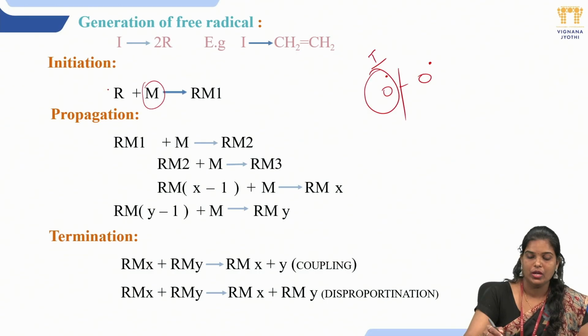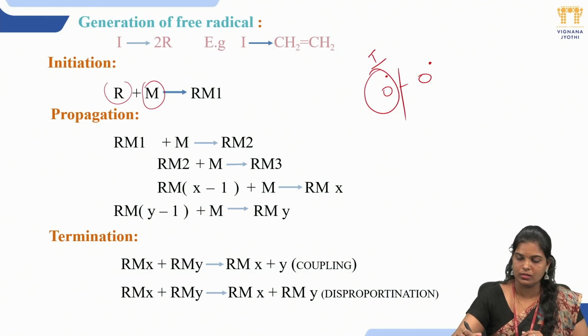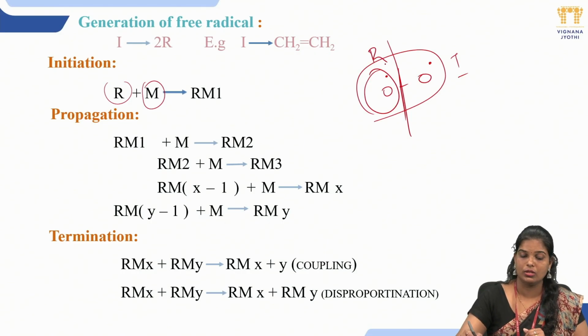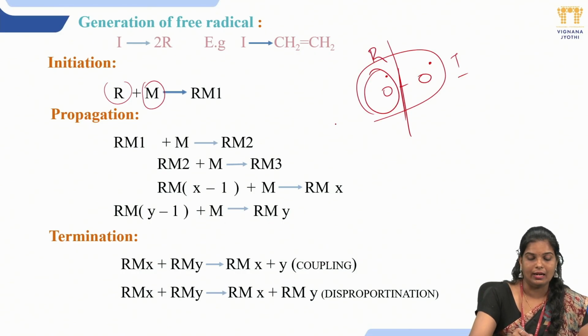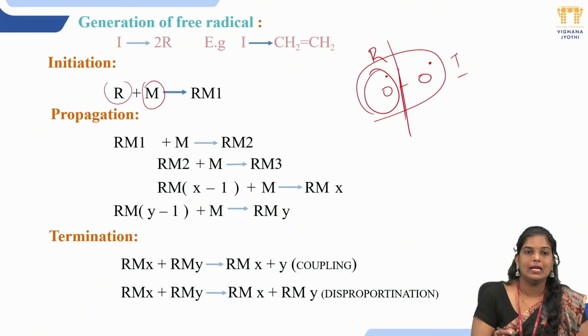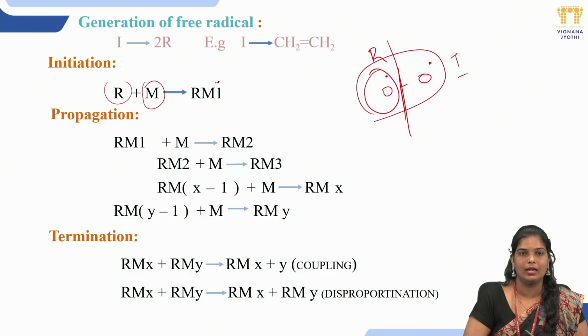Sorry, there was a small mistake. It is not I. I is the total molecule. This complete one is I, the initiator, and when it is broken, the radical is represented as R. The R radical will react with the monomer. It will form a free radical monomer, which I denoted as RM1.